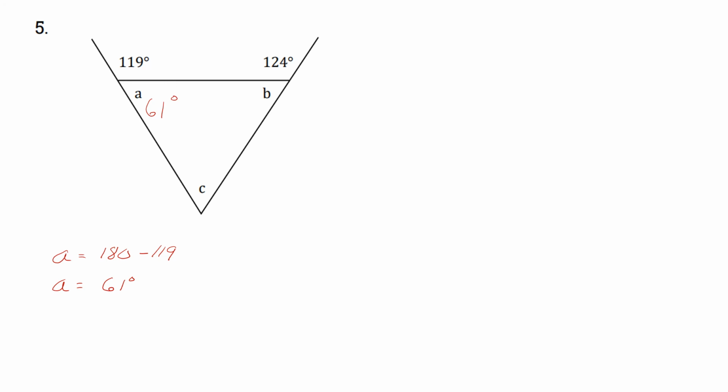And then B, how about some green? B is going to equal what? 180 minus the 124. Okay, I like to put my degree mark when I get to the end. Okay, 180 minus, what's that? It's 124. I got 56. So B is 56. And then C, how about some purple? C is going to equal 180 minus 56 minus the 61.